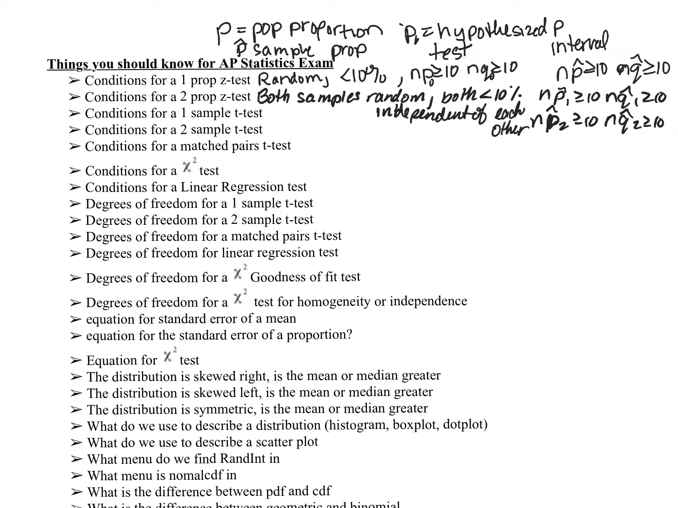Okay, that's the big difference, right? You're checking all the same things, but for both proportions. But the big difference for the two-prop z-test is that you have to check that the populations are independent of each other, right? There is no influence.